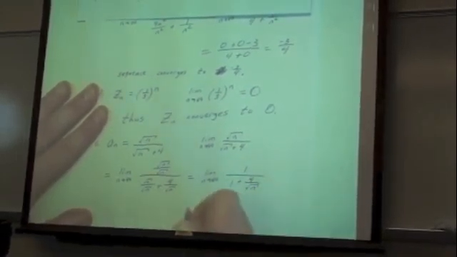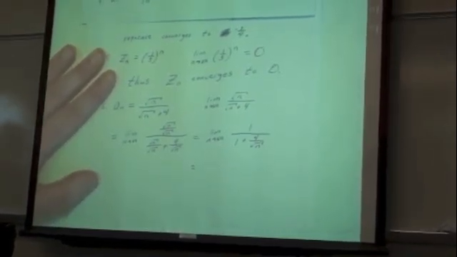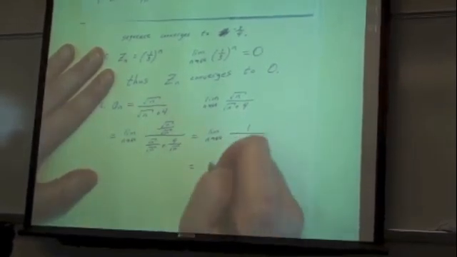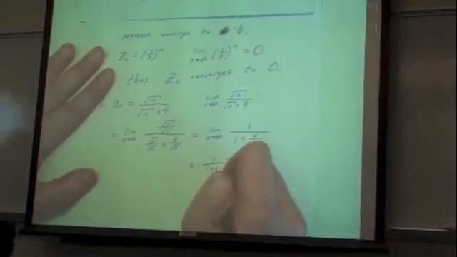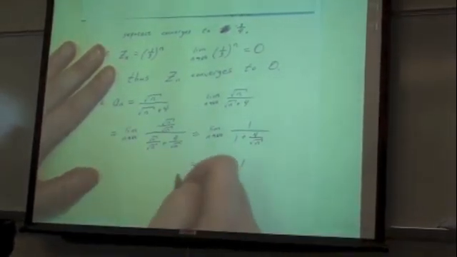And then you know you're allowed to take the limit now, because the square root of infinity is infinity. 4 divided by the square root of infinity is 0. So this becomes 1 over 1 plus 0, which is 1. Converges to 1.